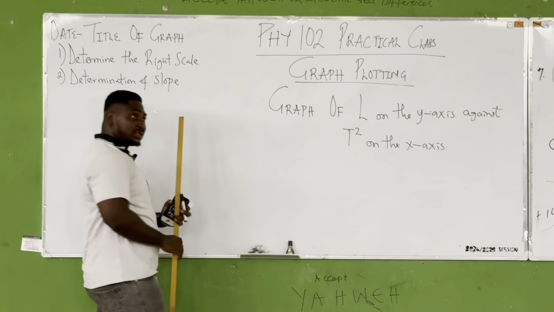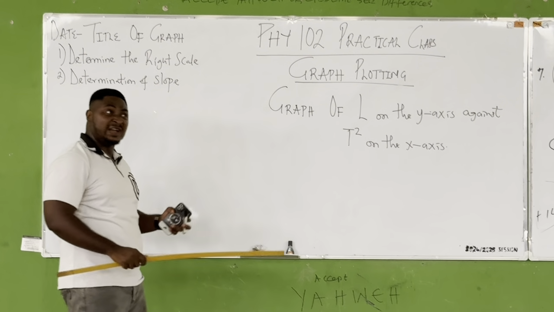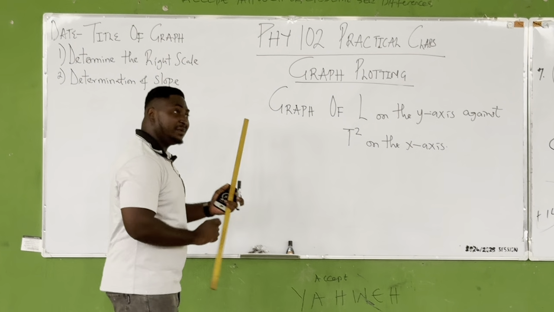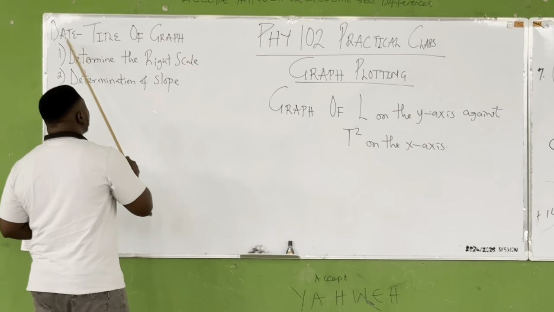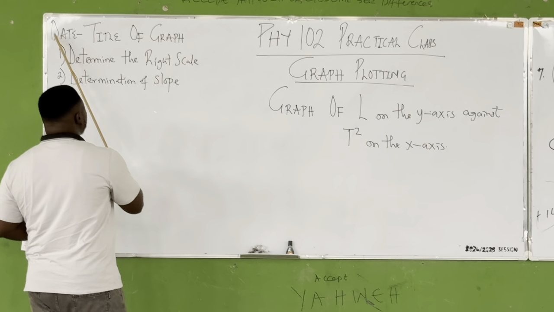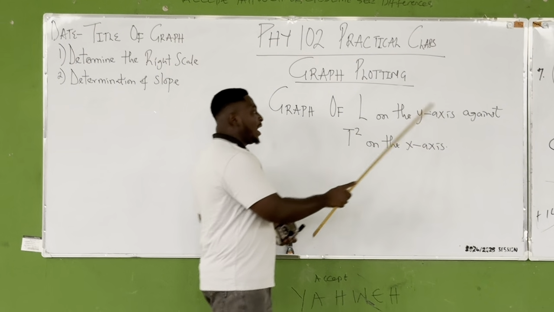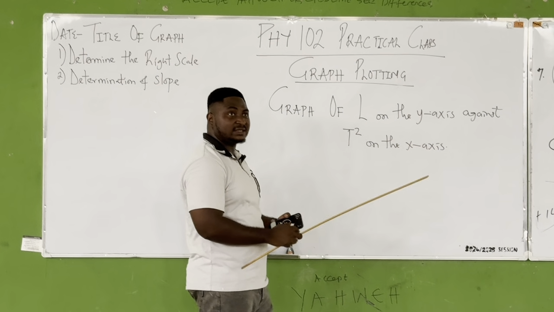Before you start plotting, because of time, you might forget. When you start plotting the graph and making several mistakes, you are cleaning, and then time is up. You forgot that you have not written your title. Don't make that mistake. Write the title of the graph and your date: graph of L on the y-axis against T square on the x-axis.